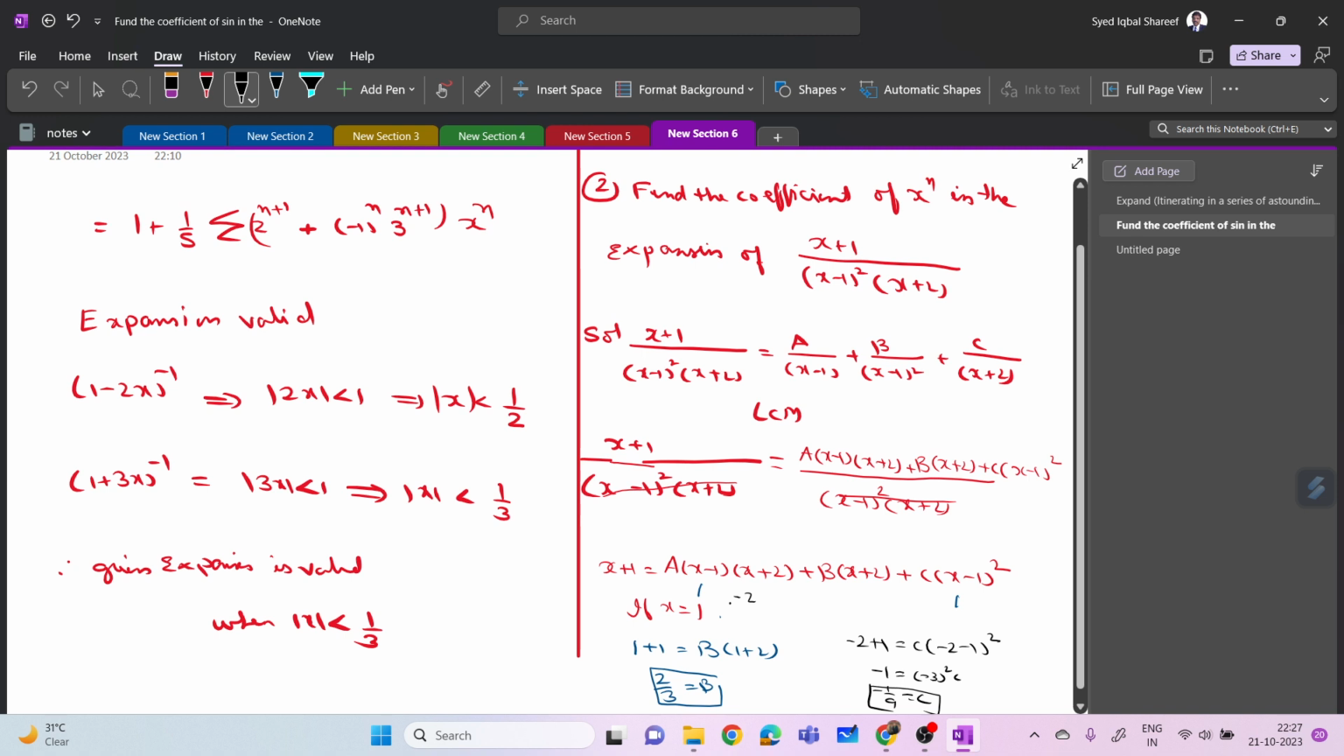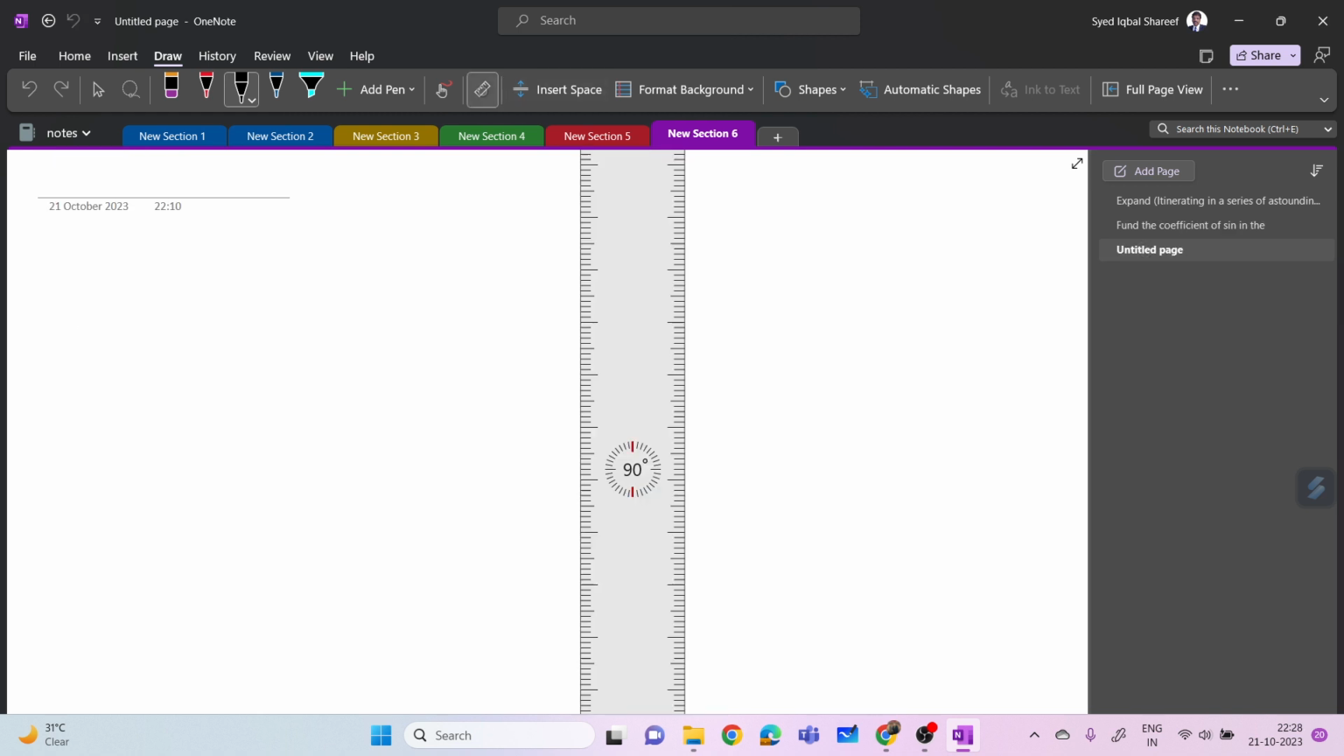Minus 1 by 9 is equal to c. Now we have done a, and we got b and c. We want a. Next, equating the coefficient of x square.